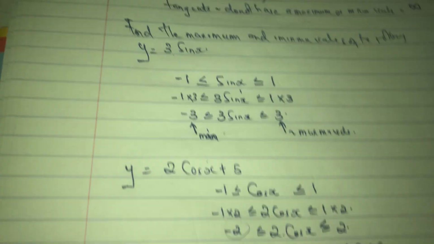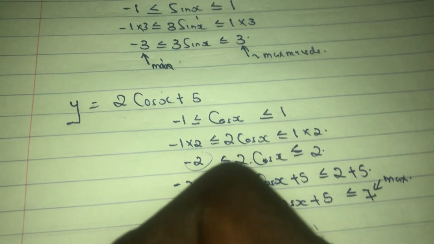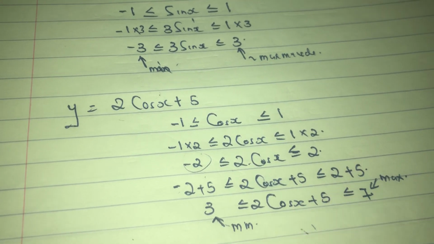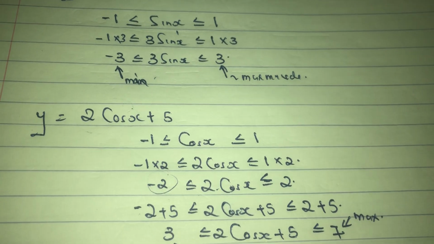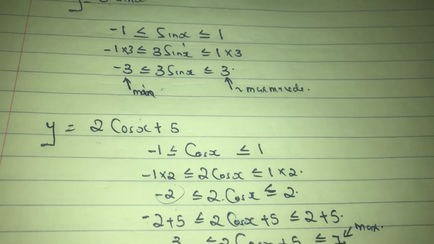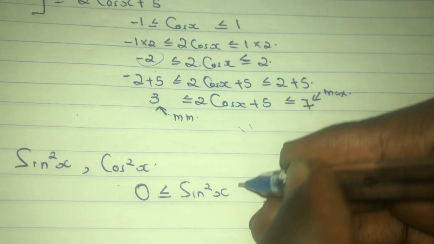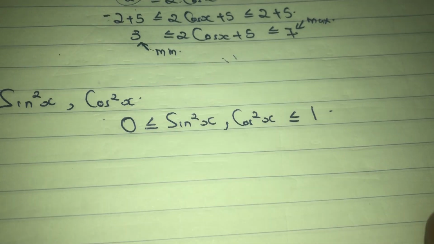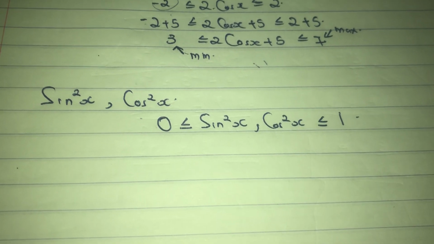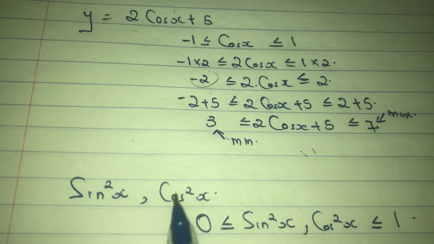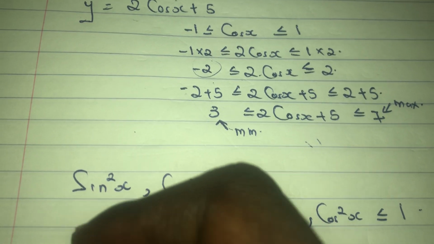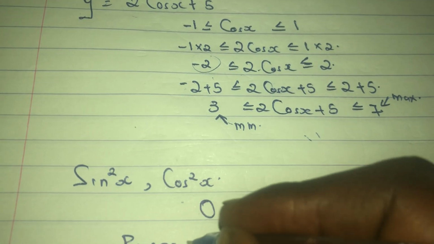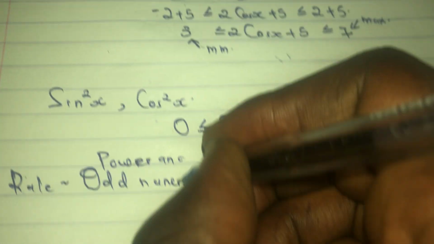So now, what if it becomes squared? Sine squared x and cos squared x. Now here, the minimum will become 0 and the maximum is 1. Are we together? So this is the rule that you should follow. If it is to the power of an odd number, are we together?